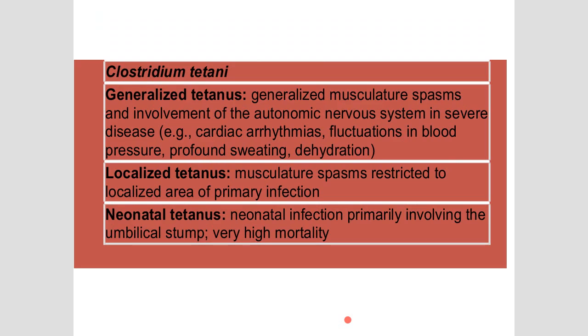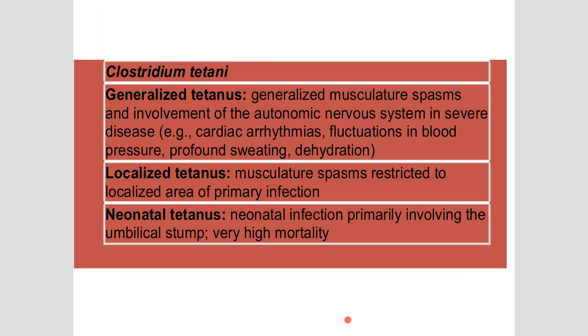As far as disease is concerned, it may give you a generalized tetanus, where you have generalized muscular spasm. And once it involves the autonomic nervous system, it can cause cardiac arrhythmias, fluctuation in blood pressure, profound sweating and diarrhea, because all your muscles are going to contract. So if muscle starts uncontrolled contraction, you have the typical generalized tetanus. Or you may have a localized tetanus where the injury is.